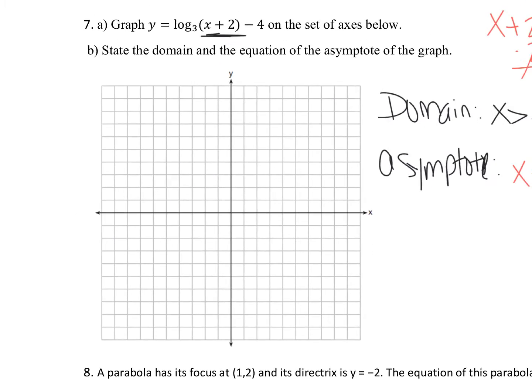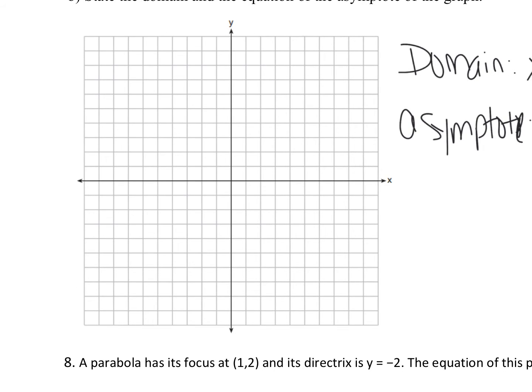So the first thing I would do is I would find the asymptote like I did before, and I would then plot it on the grid. And then I would go to my calculator, hit math, and go up and do log base and make sure I have log 3, x plus 2 minus 4, and then I would plot points.